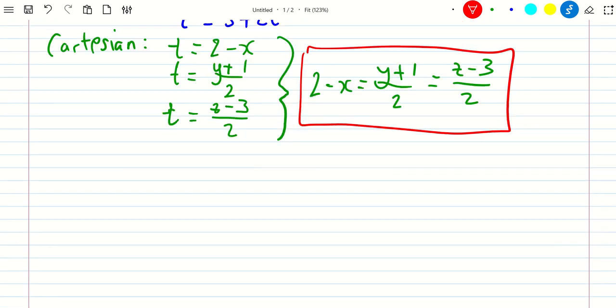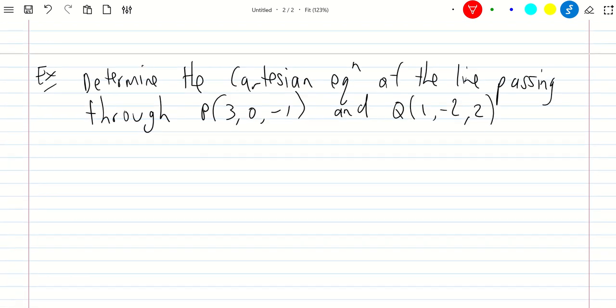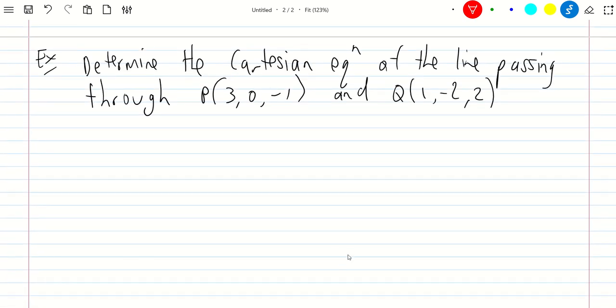Let's have a look at one more example for this video. Let's have a look at this question here. For this one, determine the Cartesian equation of the line passing through that point and that point, so point P and point Q. And so you're not given a direction here. You're given 2 starting points. Potentially you could start at either P or Q, it doesn't matter. But we need to figure out the direction.